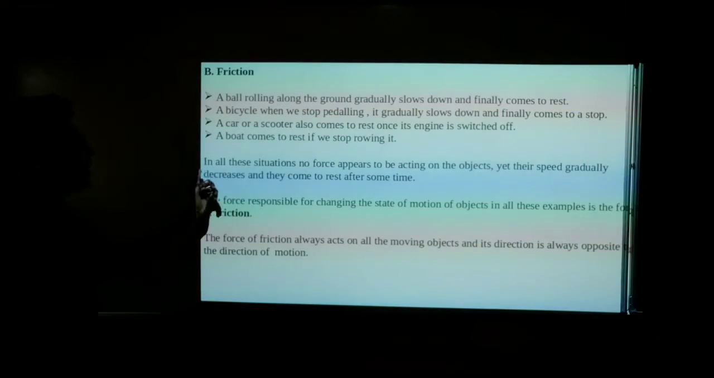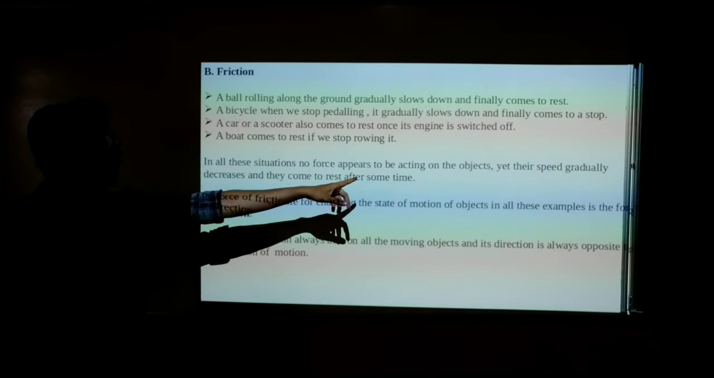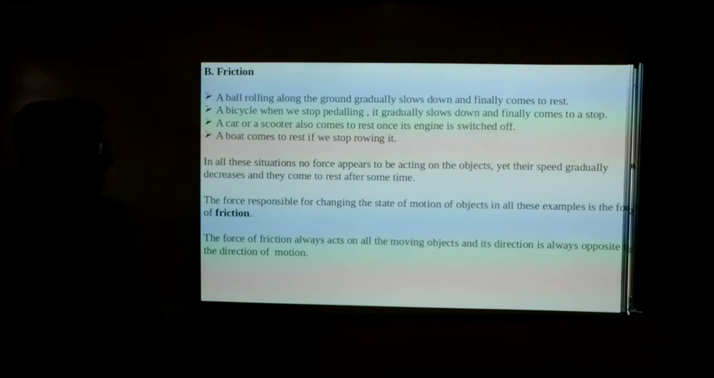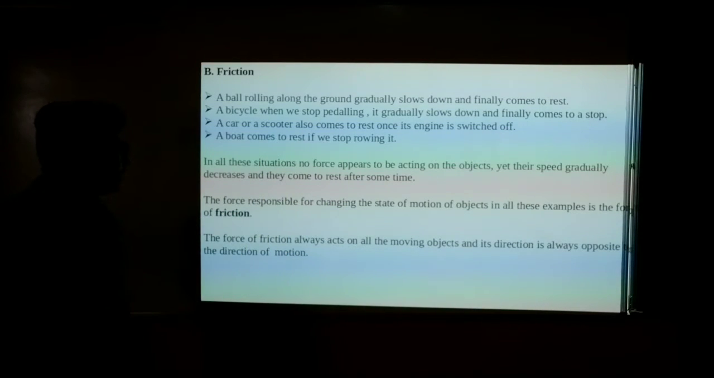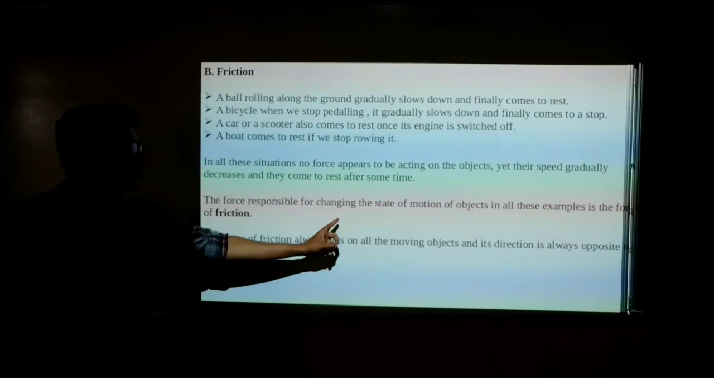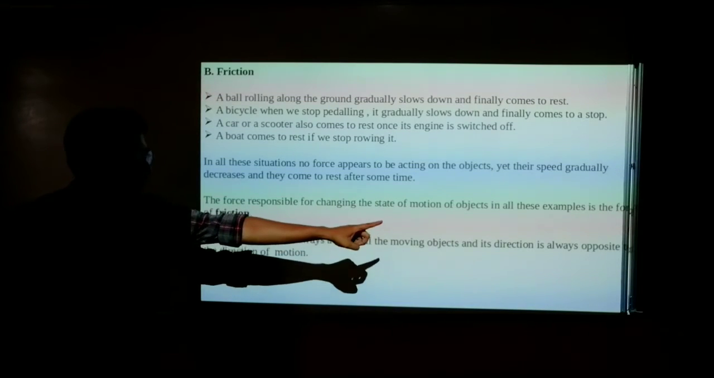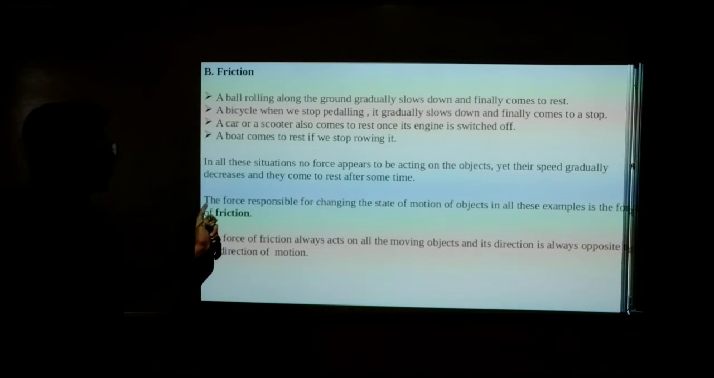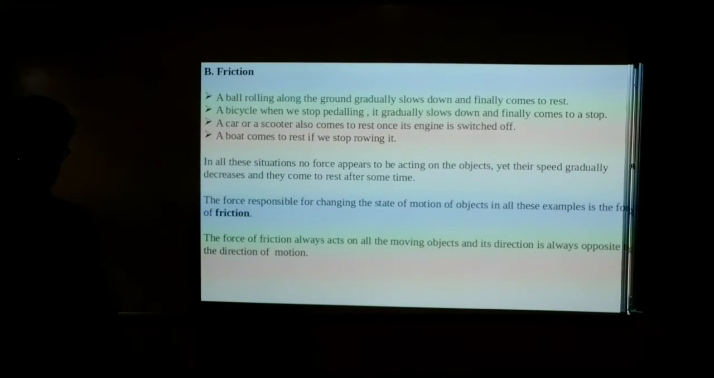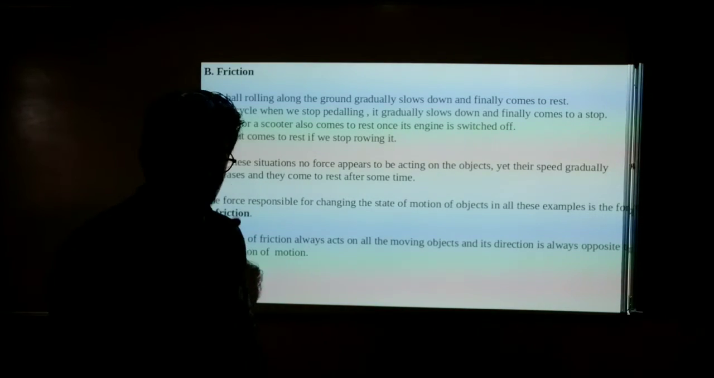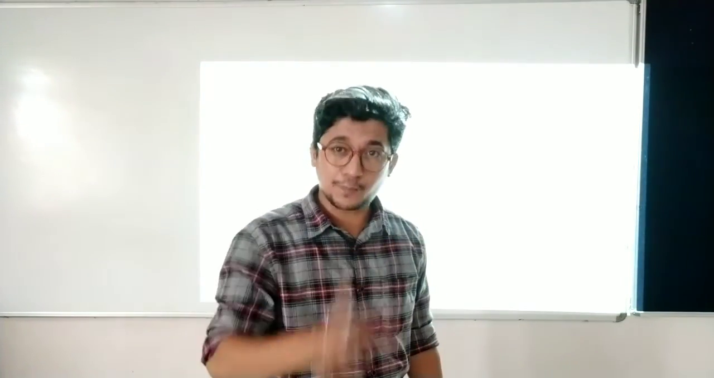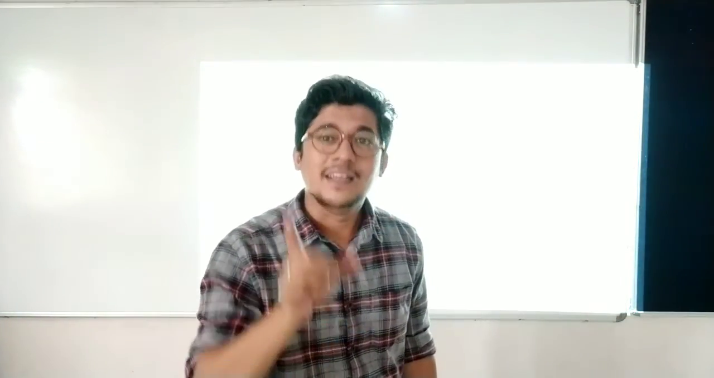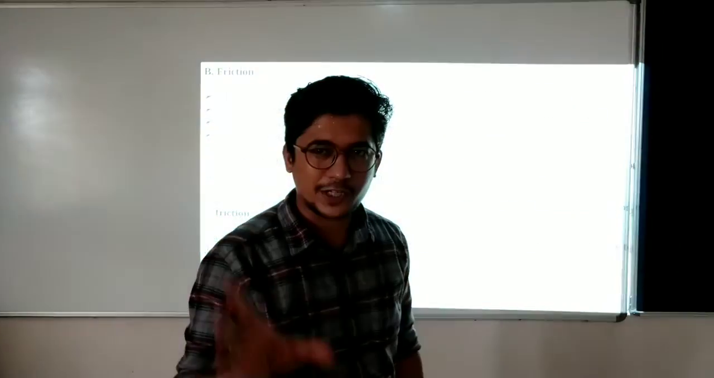In all these situations, no force appears to be acting on the objects, yet their speed gradually decreases and they come to rest after some time. The force responsible for changing the state of motion of an object, all these are examples of the force of friction. Such a force that gradually reduces the speed of an object is known as friction.